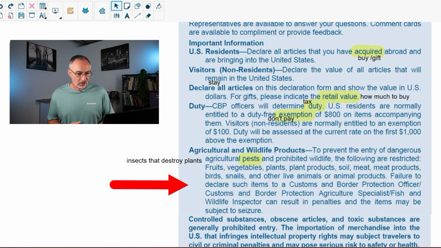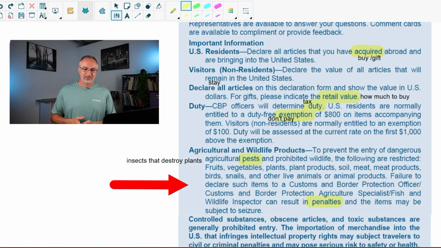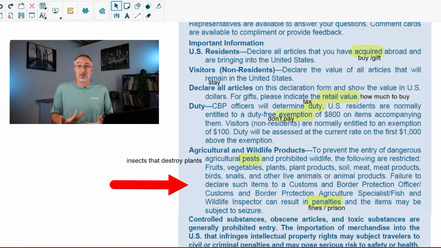Failure to declare such items to the Customs and Border Protection Officer or the Customs and Border Protection Agricultural Specialist, Fish and Wildlife Inspector, right? So those are the different people who are checking these customs forms, can result in penalties. So it can result in, what would we say, a penalty. That could be either a fine, so money you have to pay, or if it's something very, very serious, it could even be a prison sentence.